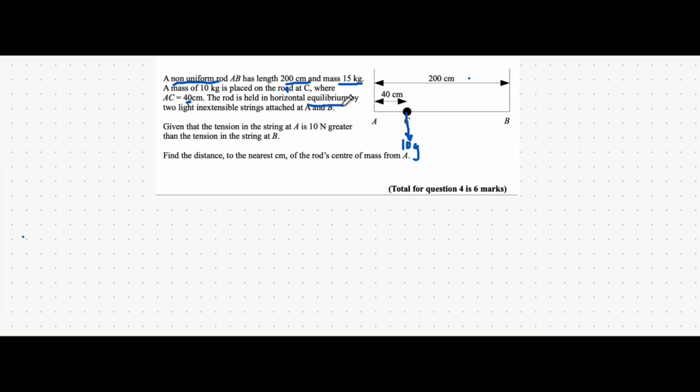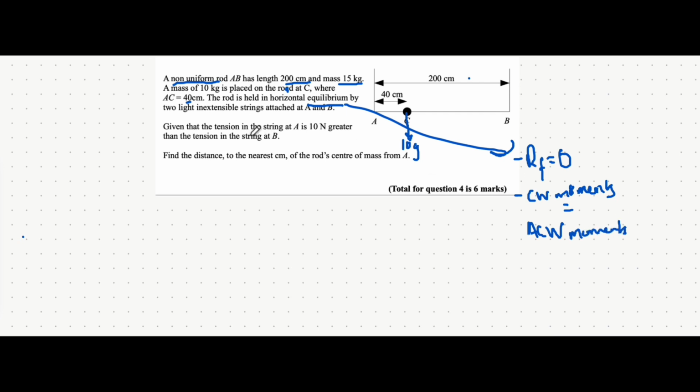It's held in equilibrium. Okay, that's very important because in equilibrium, that means two things. It means that the resultant force acting at any point is 0 on the object, and it also means that clockwise moments are balanced by anti-clockwise moments acting on the body. I'm just going to quickly write that out and we'll do the rest of the question.